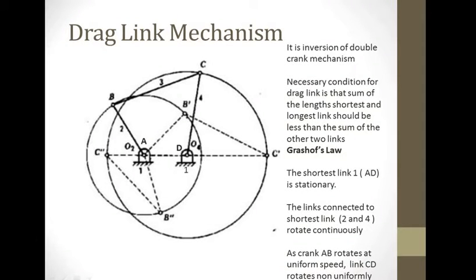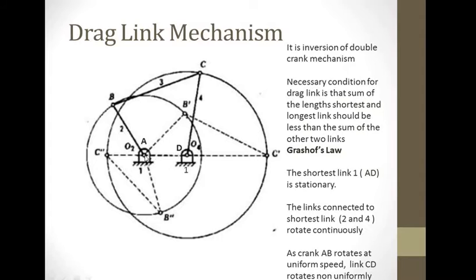The drag link mechanism is an inversion of a double crank mechanism. You can see that there are two cranks, link number 2 and link number 4, which are rotating. Link number 2 and link number 4 are of different length; link number 2 is smaller compared to link number 4. The necessary condition for drag link motion is that the sum of the lengths of the shortest and longest links should be less than the sum of the other two links. That means it has to obey Grashof's law.